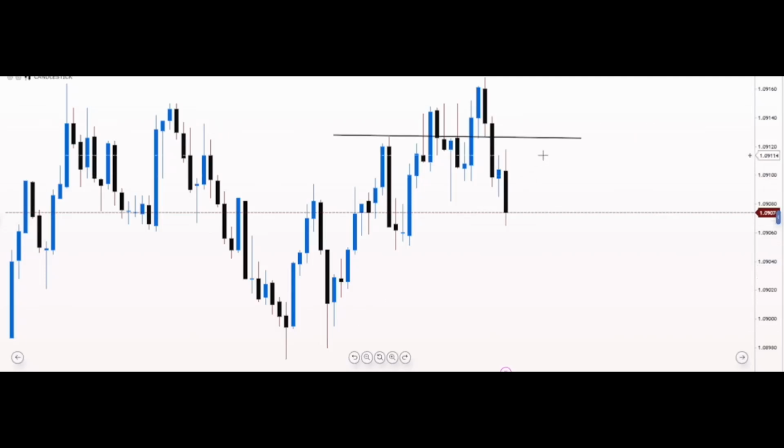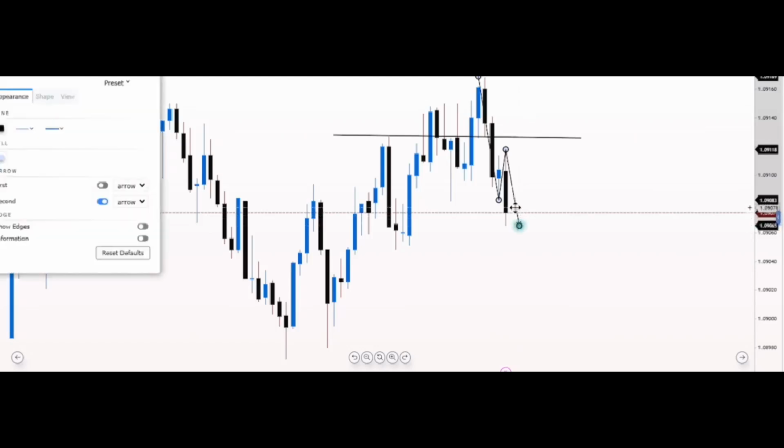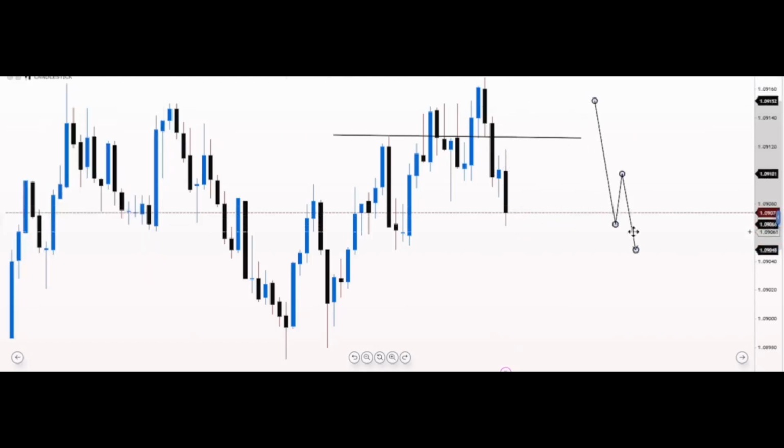Okay, look at this now. Let me show you what has happened here. From this high, price printed this low and then went back up to take out this previous candle's high as a valid pullback before coming down to this point. That's what you have there.